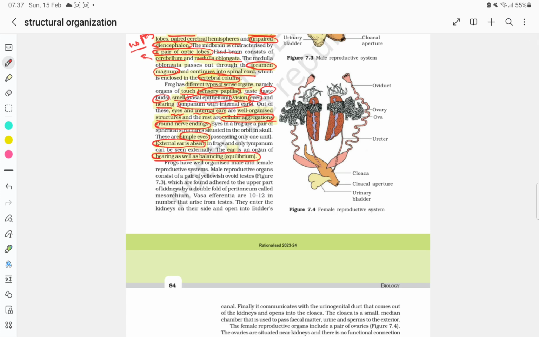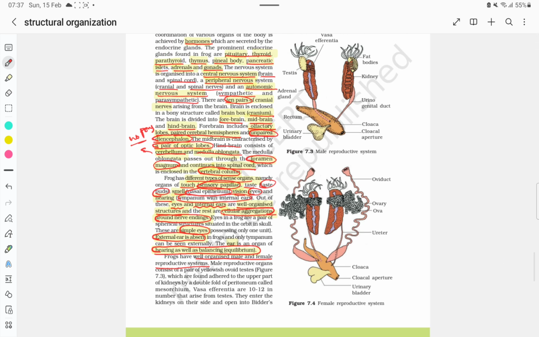Coming to the reproductive system, they have well organized male and female reproductive systems. Let's talk about male reproductive organs. These consist of a pair of yellowish ovoid testes, yellow in color and oval shaped. They are attached to the upper part of the kidney with the help of a double fold of peritoneum called mesorchium.